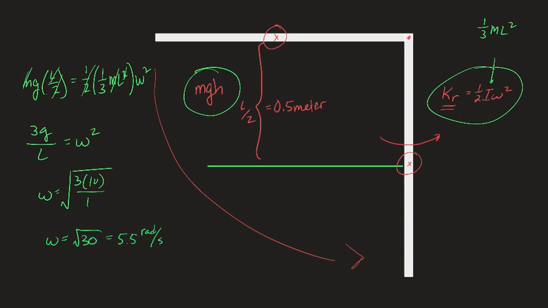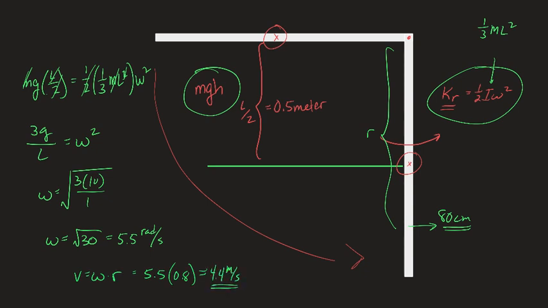Now, that's not the answer to the problem. So the answer to the problem is to figure out how fast the 80 centimeter mark is moving. Well, the 80 centimeter mark is this far away from the axis of rotation. So velocity equals omega times r, or 5.5 times 0.8. And that's how fast it's going to be moving. That's not much. It's like, what, 4 1/4? Is it 4 point what? 4.4? There it is. That's it.